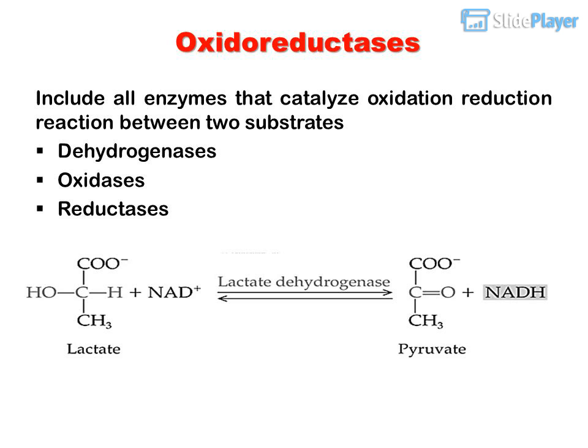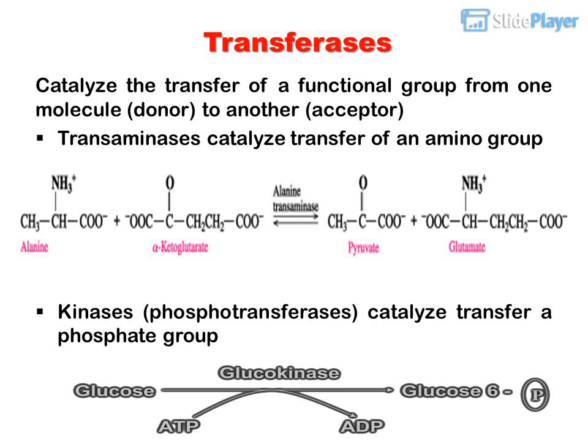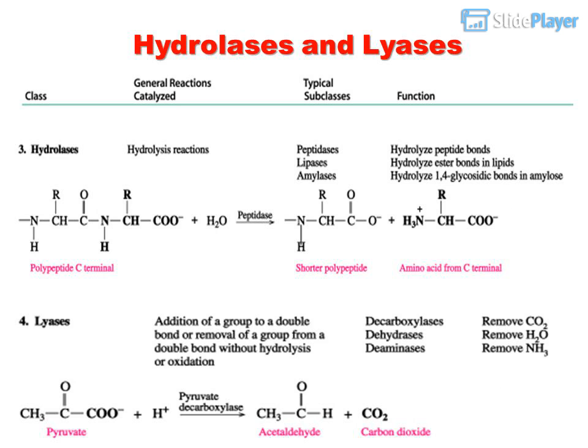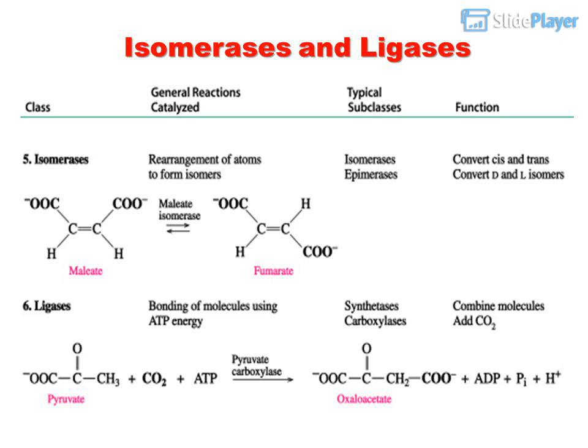Oxidoreductases and transferases. Oxidoreductases include all enzymes that catalyze oxidation-reduction reactions between two substrates: dehydrogenases, oxidases, and reductases. Transferases catalyze the transfer of a functional group from one molecule, the donor, to another, the acceptor. Transaminases catalyze transfer of an amino group. Kinases, phosphotransferases, catalyze transfer of a phosphate group. Hydrolases and lyases. Isomerases and ligases.